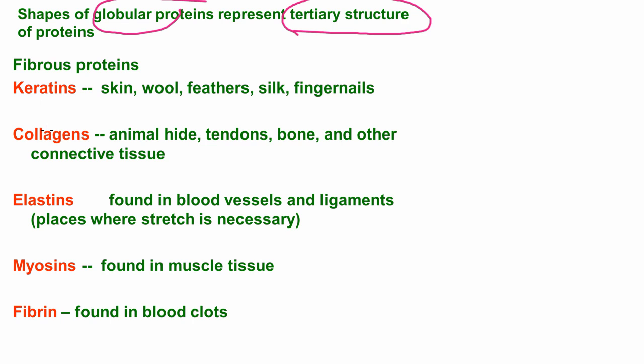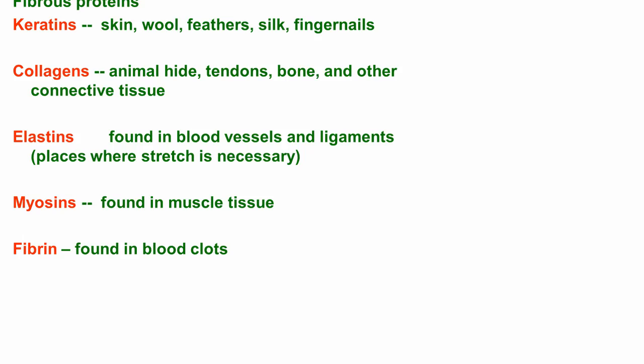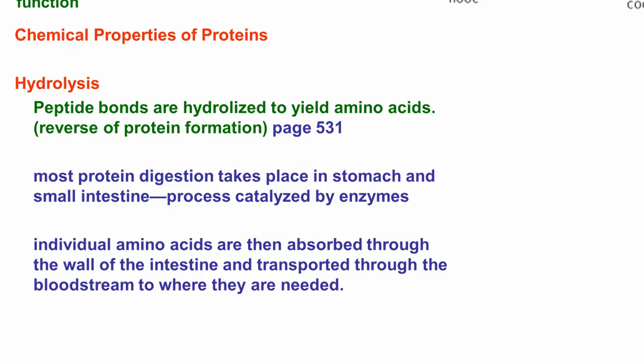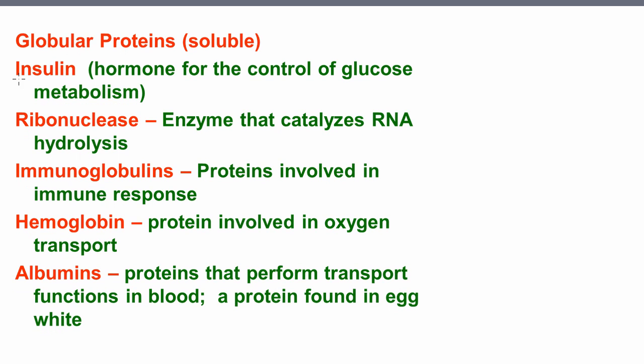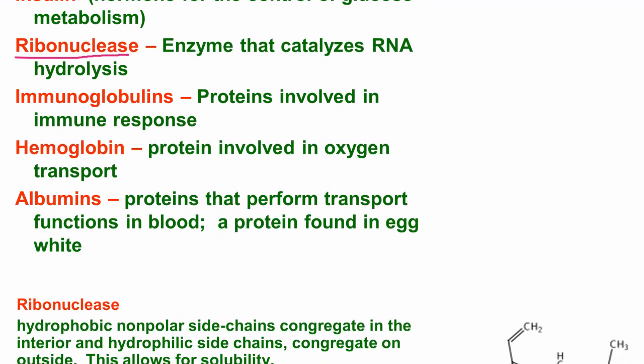And we already talked about some fibrous proteins. We have keratins, collagens, elastins, myosins, and fibrin. Let's take a look at some examples of globular proteins. Insulin, that's a globular protein, and insulin is actually a hormone. We saw the primary structure of that. Ribonuclease is an enzyme that catalyzes RNA hydrolysis, or the breakdown of RNA. We have hemoglobin, which we talked about, and albumins. Those are transport proteins.